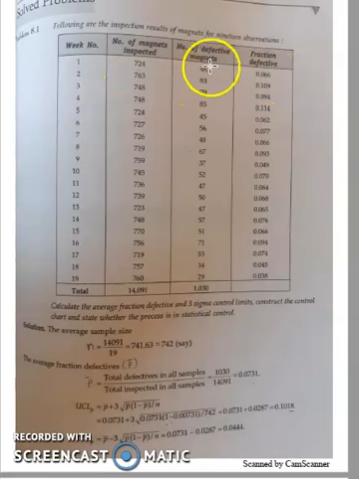Here fraction defective is the number of defects divided by the total number inspected. For the first week it is 48 divided by 724. In this way you have to calculate the fraction defective for the first week, and the same procedure you use to calculate the fraction defective for all the 19 weeks.